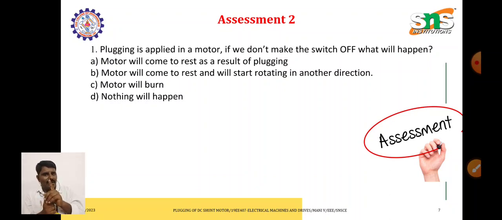While reversing the polarity, the motor acts as a generator. So immediately we have to switch off the machine, so that it comes to its original position. Otherwise, it will rotate in the other direction. But this method of electrical braking is inefficient when the supply is not available.